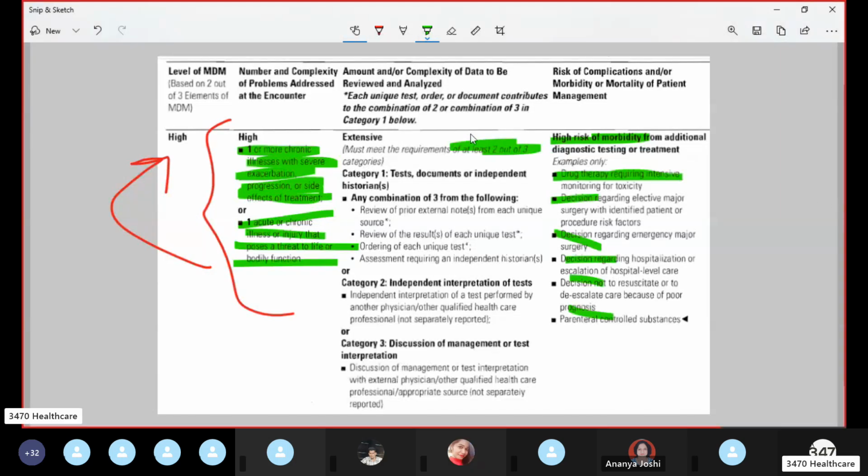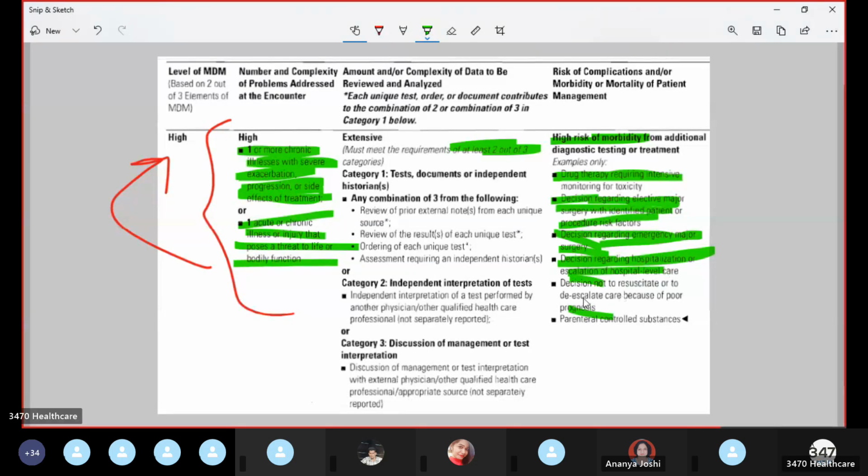Okay, so they are planning for a major surgery with risk. Elective major surgery with risk, it is high. If they are planning an emergency major procedure, that time you can go high. Then decision regarding hospitalization. A patient came into the outpatient setting and is admitted into the inpatient setting, or transferred from one hospital to another hospital, that is high. And decision to resuscitate, DNR: they will mention the DNR status in the patient medical record. If yes is given, you can go for high.